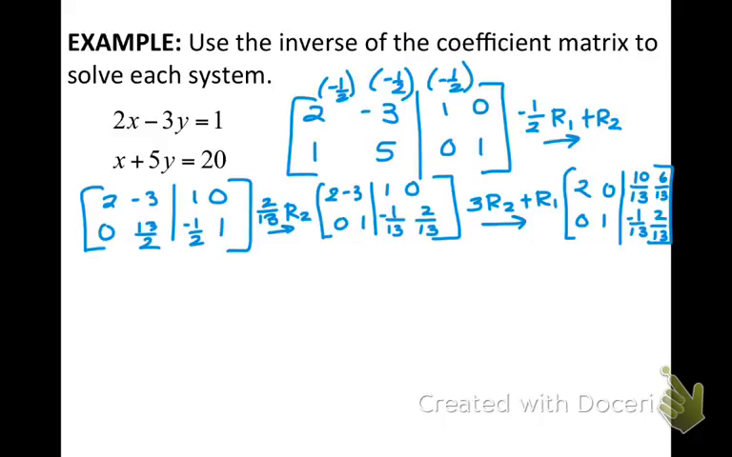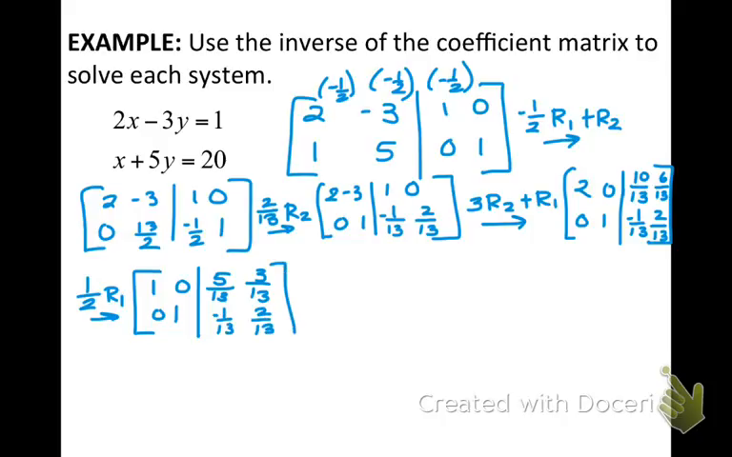All right, turn that 2 into a 1. Yep, 1/2 R1. So that would be 1, 0. And then it would be 5/13. The reason why I'm getting that is if I take 10 divided by 2, that turns into a 5. 5/13 doesn't reduce. 6 divided by 2 is 3. 3/13, that does not reduce. And then we get 0, 1, negative 1/13, 2/13.